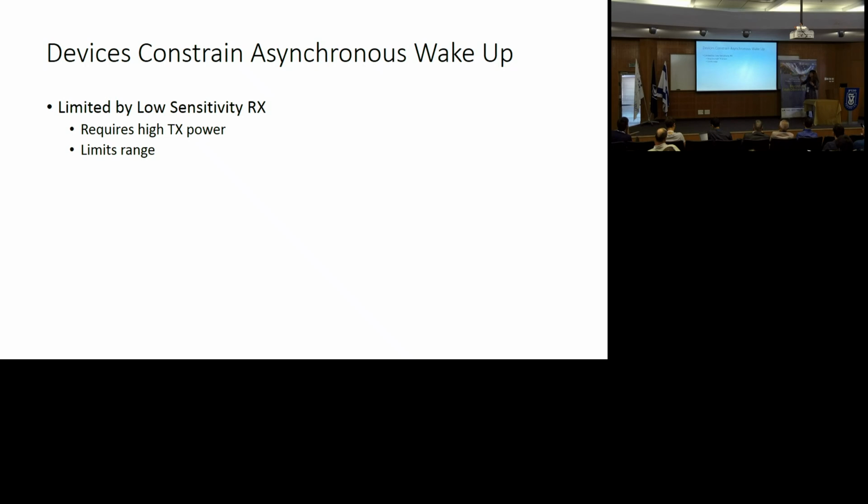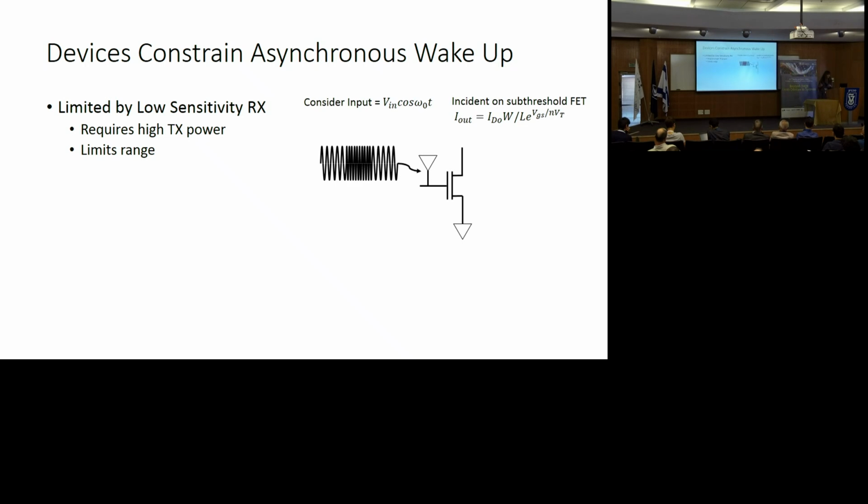The thing is that this requires very high transmit power because they tend to be low sensitivity at low power, and it limits the range of communication that's possible, unless you have a ton of power you can throw at this thing. So let's look at what that means. Let's consider a dumb input, just a cosine or a sine wave, incident on a subthreshold FET. If we consider that, for a given bit error rate, we need a certain SNR after our detection, and we can compute what that is.